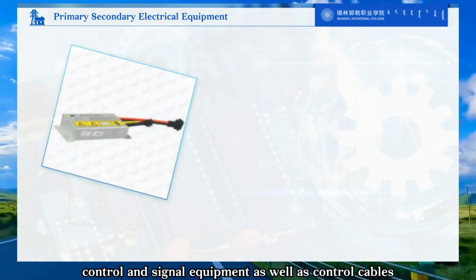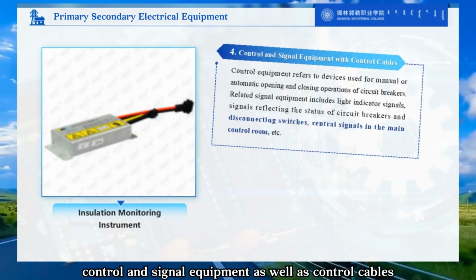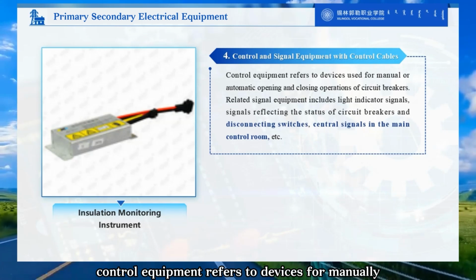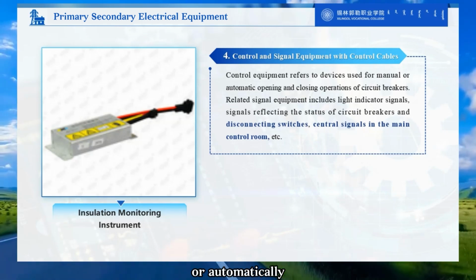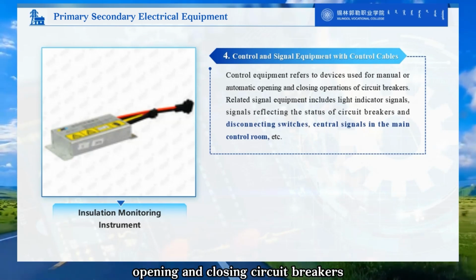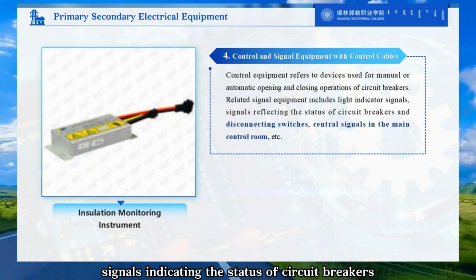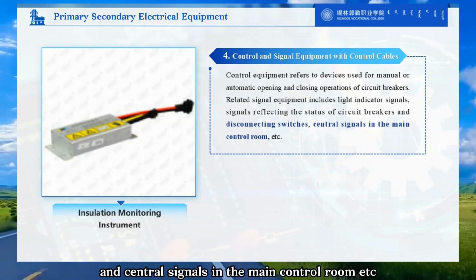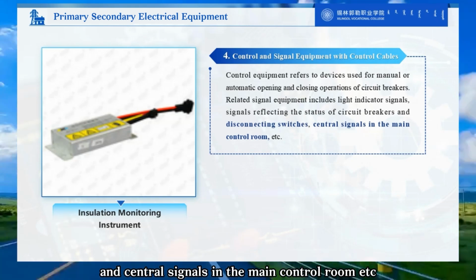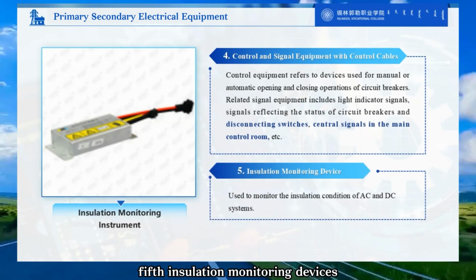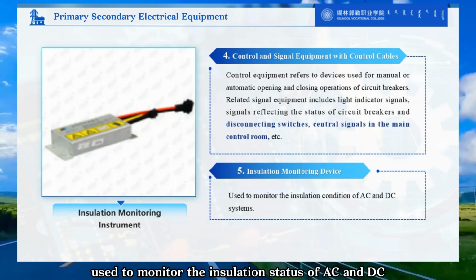Fourth, control and signal equipment, as well as control cables. Control equipment refers to devices for manually or automatically opening and closing circuit breakers. Related signal equipment includes indicator panels, signals indicating the status of circuit breakers and disconnecting switches, and central signals in the main control room, etc. Fifth, insulation monitoring devices, used to monitor the insulation status of AC and DC systems.